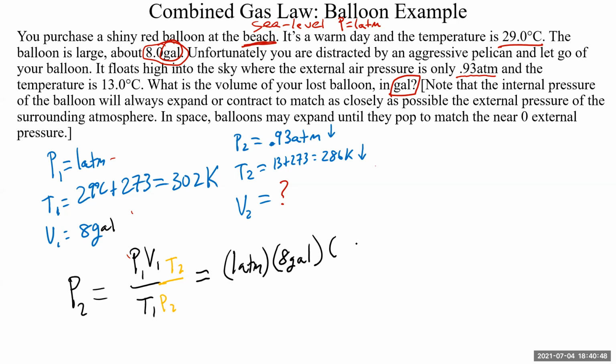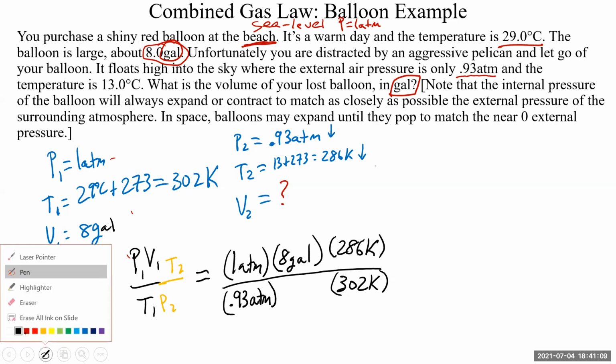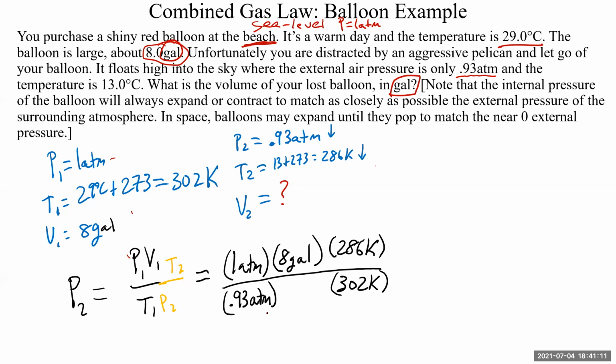T2 is 286 kelvins. Then I divide by T1, which is 302 kelvins. I'm going to line them up so that I can see my units canceling. It's always nice to be able to see that. And my P2 is 0.93 atmospheres. So you can see the units that are canceling. That always helps. So we can see that atmosphere cancels with atmosphere, Kelvin cancels with Kelvin. The only unit that's not going to cancel are gallons.